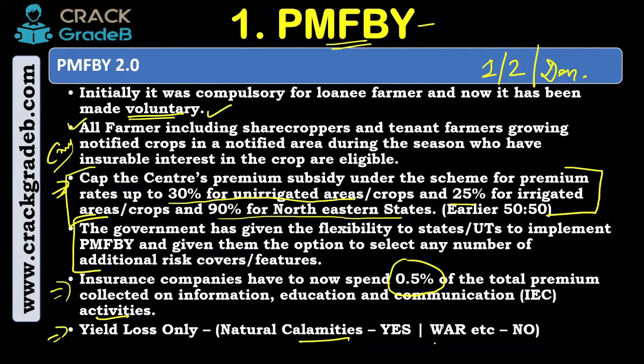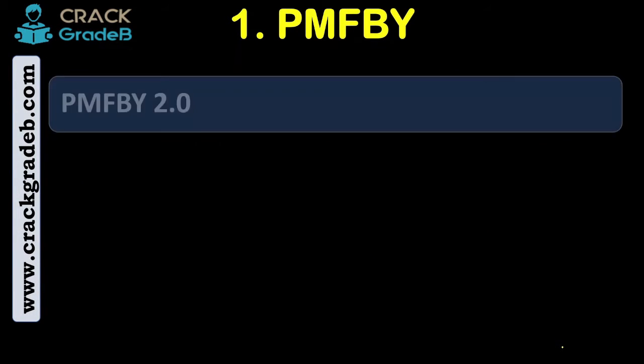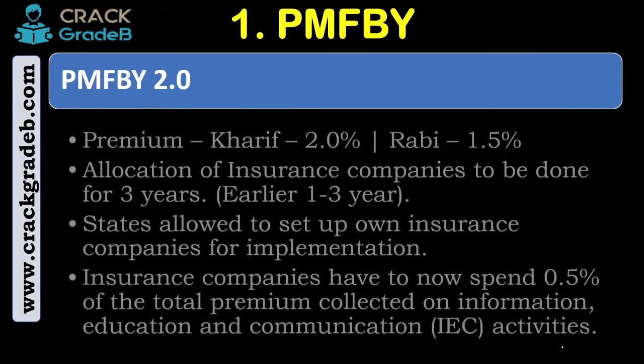Now, what is not covered? Preventable situations, like a war. If there is a war in Jammu Kashmir, there are chances that the crops in the field will be washed away in the war, right? So in this situation, it is absolutely not covered. Getting my point? Okay. So let's move forward with some other features of PMFBY 2.0.